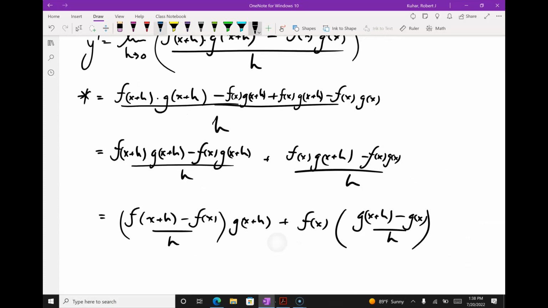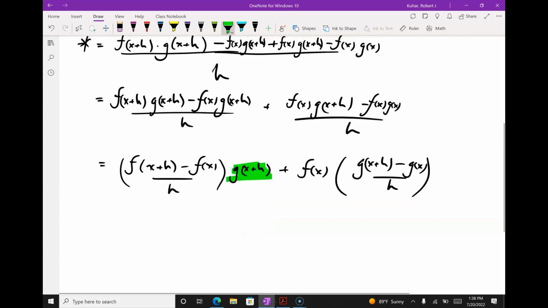What's going to happen to this guy as h goes to 0? What happens to g of x plus h as h goes to 0? It just becomes g of x, right? H is gone, right? And what happens to this one? It goes to g prime, right?